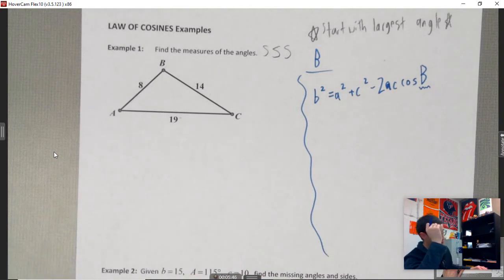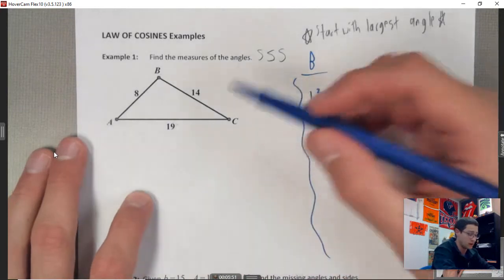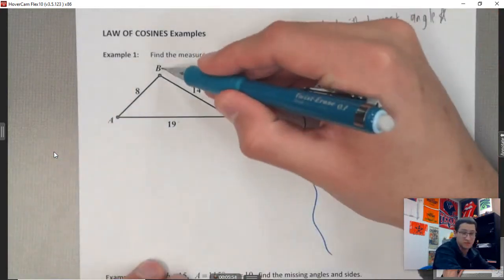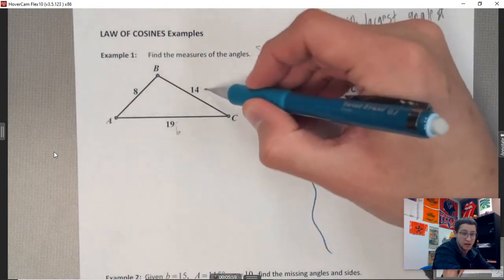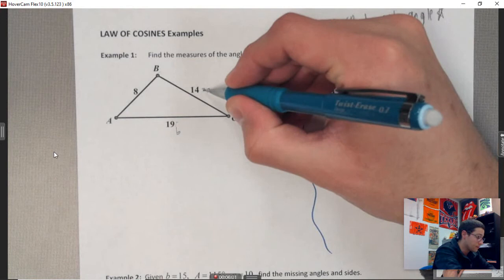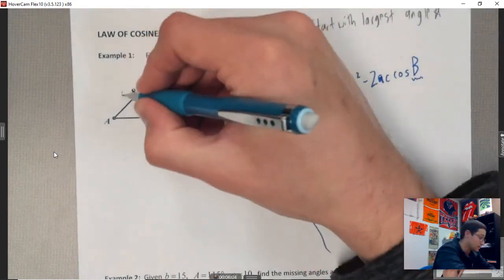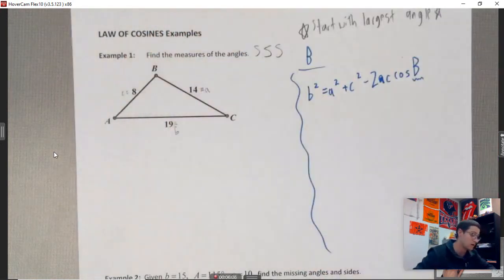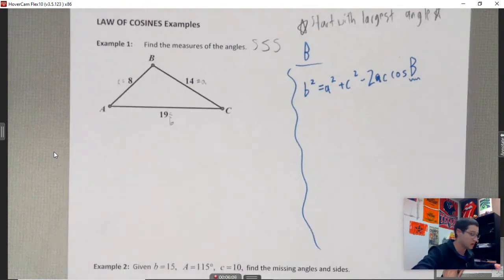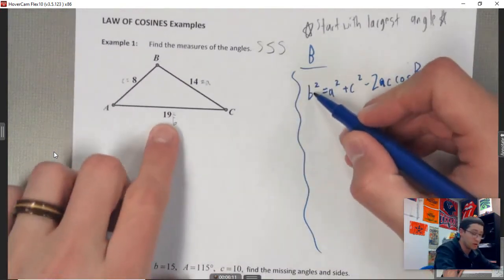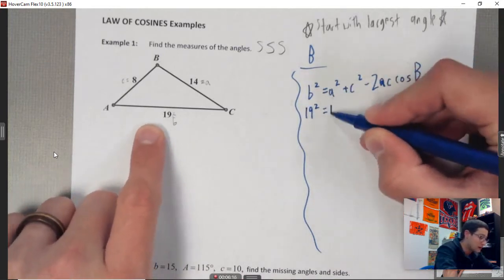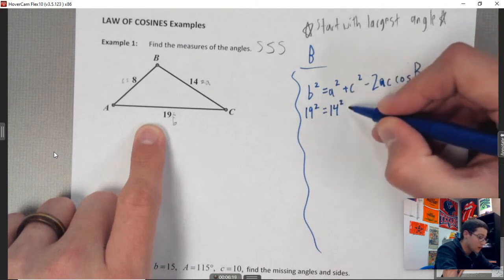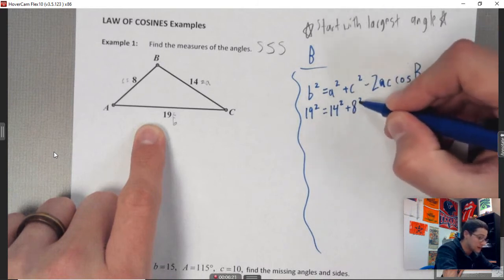Okay, so let's go ahead and begin. Let's label what we do have already. Turns out, if that's big B, this is my little b. Here's big A, that is my little a. Over here, little c. Okay, so we now have those parts. So let's go ahead and fill it in. So we've got little b, we know to be 19. So I'm going to go ahead and put 19 squared. Little a is 14 squared. Over here, plus c, that is c squared.